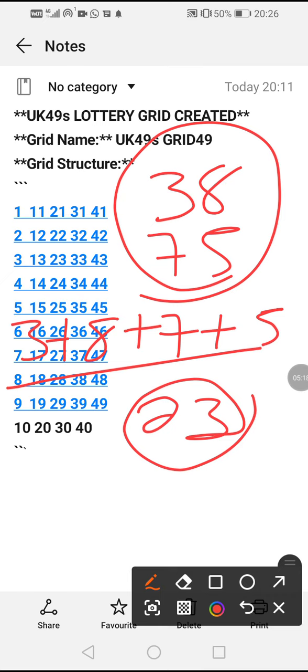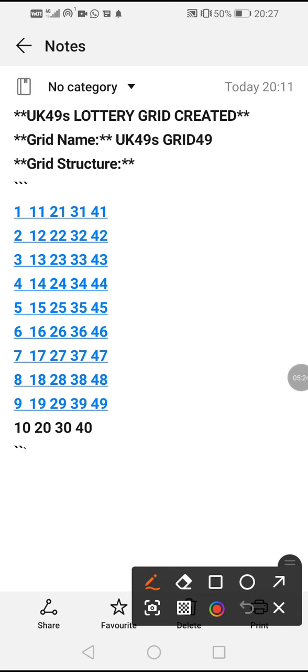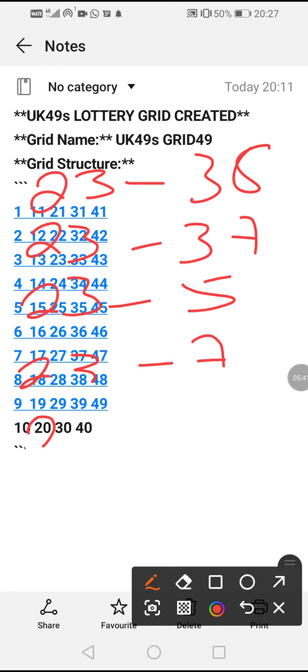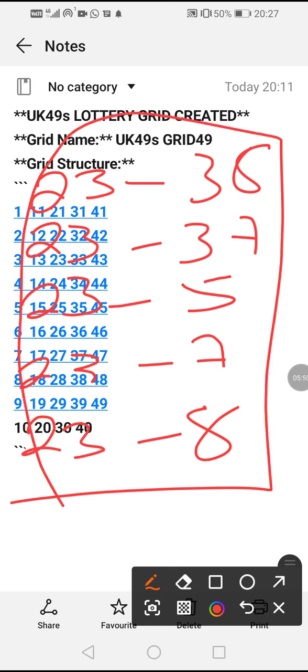For the next draw, you take that 23 because you just want to come up with something like 1 plus bonus or 2 plus bonus. So let's say your 23 is the banker. Then you say 23 bonus 38, 23 bonus 37, 23 bonus 5, 23 bonus 7, 23 bonus 8. Do you see if you can do this every day on a daily basis? I know some people are struggling with breaking the codes. You might as well end up on the moon with these numbers.